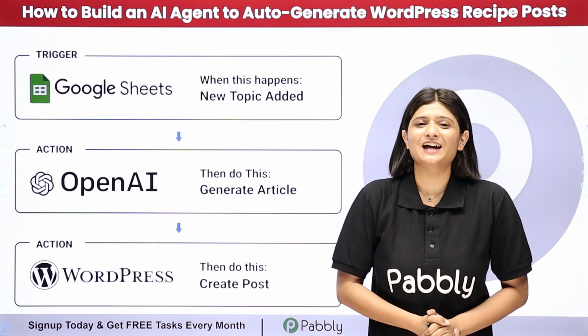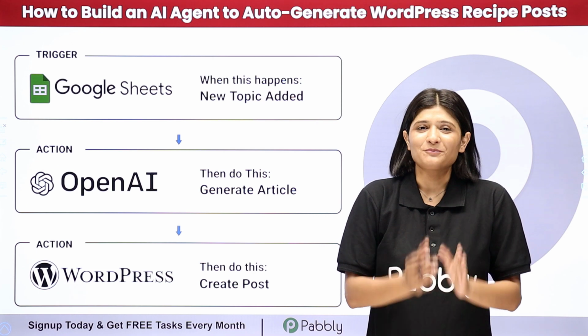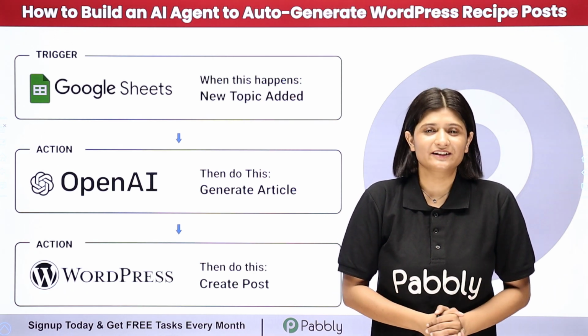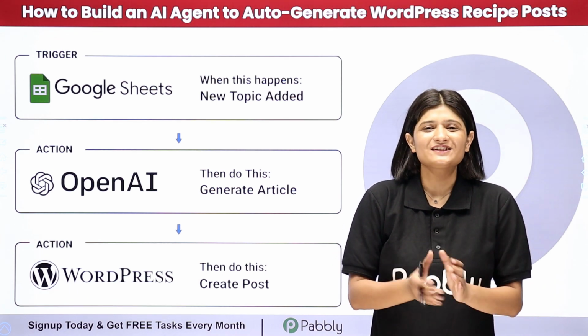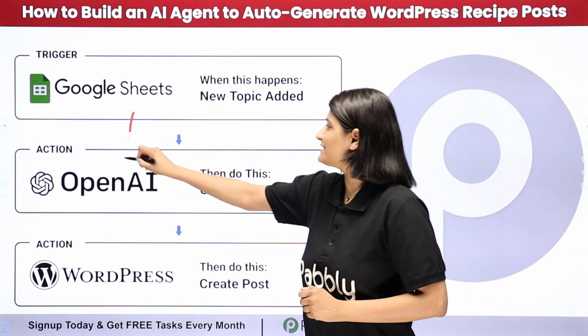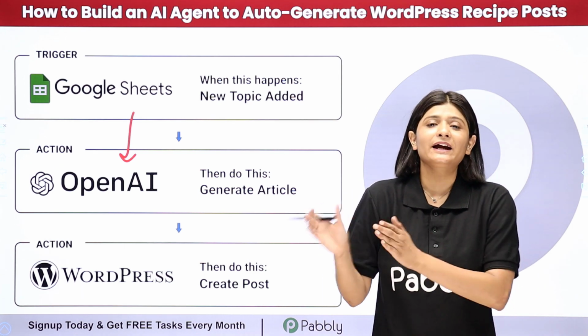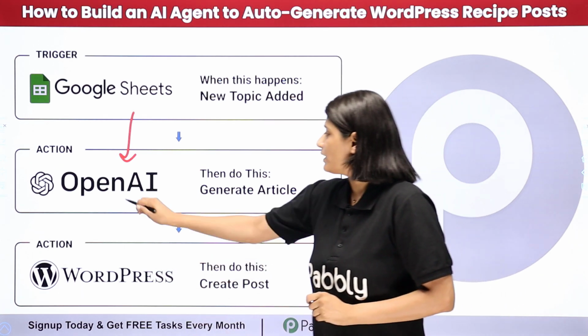And to do this automation, I'm going to use Pabbly Connect. So Pabbly Connect is an amazing automation and integration software which requires no coding or programming skills. Here I just need to build a connection between Google Sheets, OpenAI. Here I am going to take my AI agent as OpenAI and then WordPress.